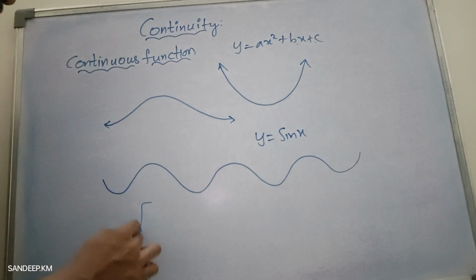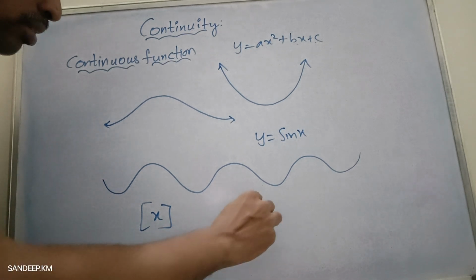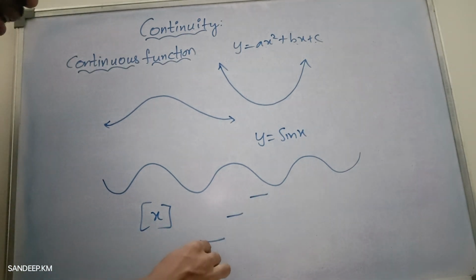For example, if you look at the graph of step x, the greatest integer function, the graph will be like this, correct or not? So I cannot draw the graph continuously without lifting the hand. See, I am drawing this part, I lift my hand and then again I will draw this part. I lift my hand and again I will draw this part. The graph of step x is not continuous.